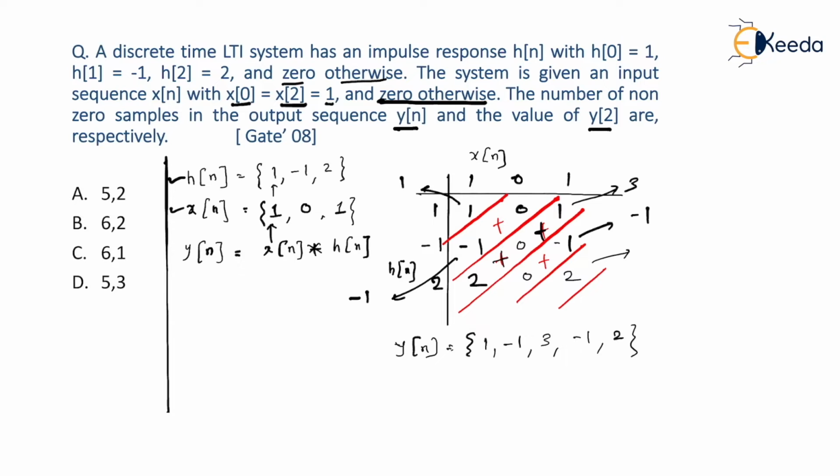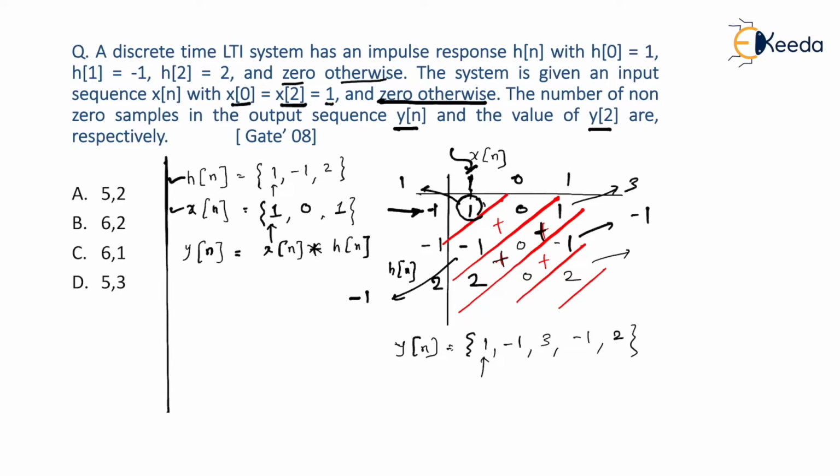Is that right? If you remember, it was clearly mentioned that x of n having the arrow mark here means x of 0 has value 1, and h of 0 value is also 1. So taking their intersection, we get the very first element as y of 0.